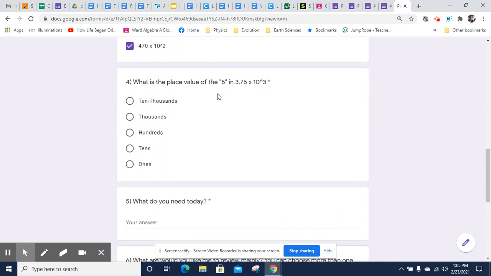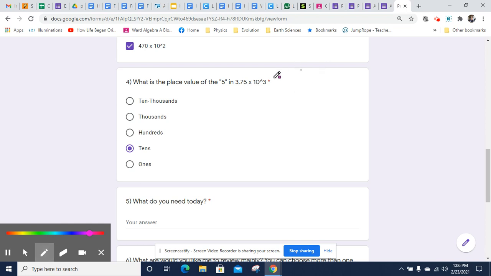Okay, what is the place value of the 5 in 3.75 times 10 to the third? Well, you could work out that the 3 is in the thousands place, so you could just work backwards. So 3 is in the thousands place, 7 is in the hundreds place, so 5 needs to be in the tens place. So that's a way you could approach that, and that's absolutely right.